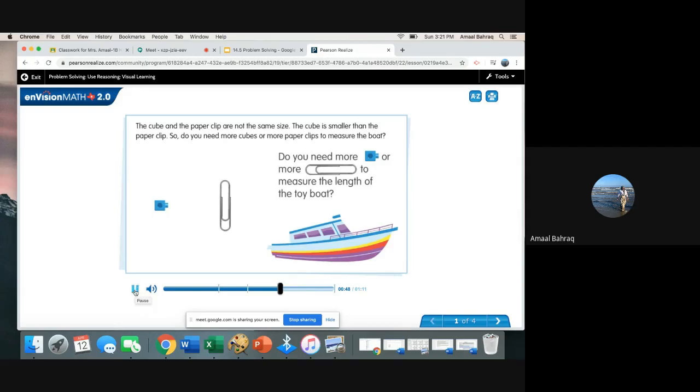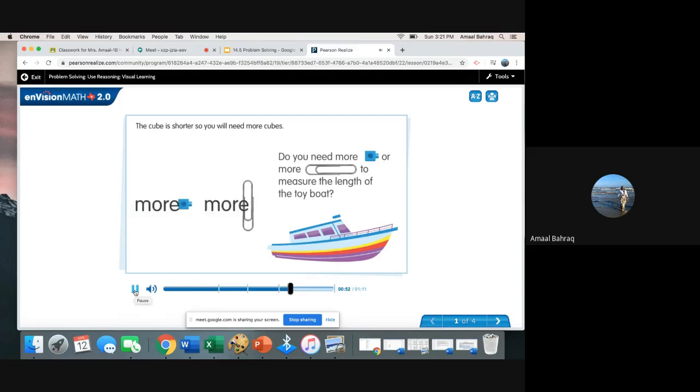Here we go. The cube is shorter, so you will need more cubes.